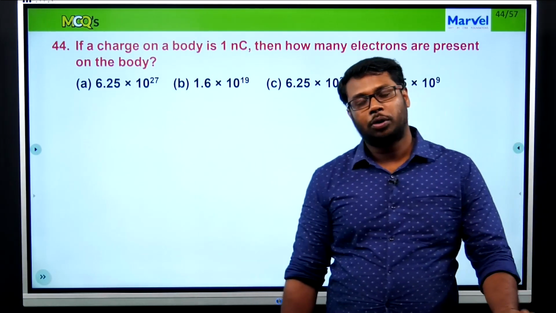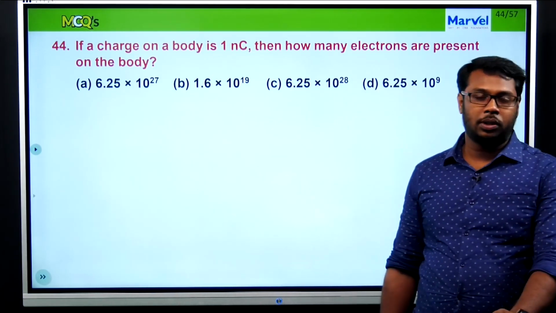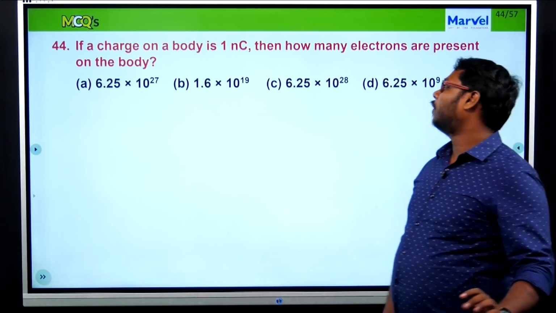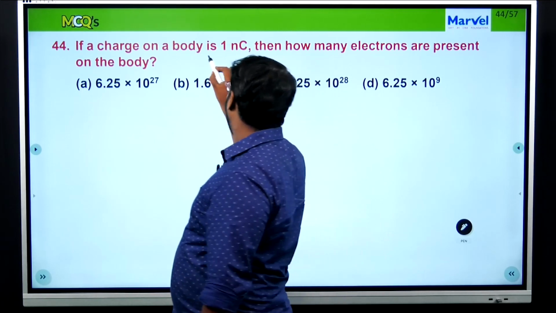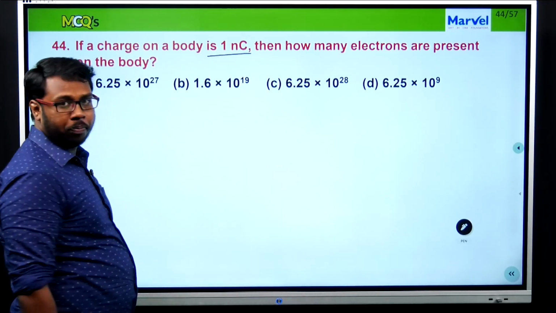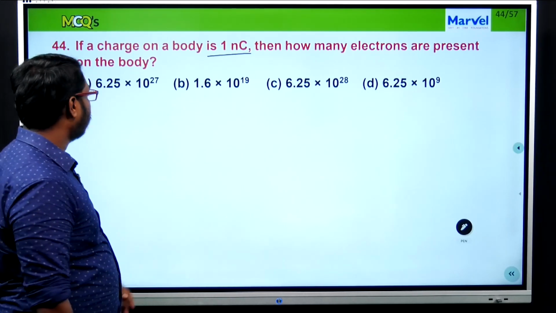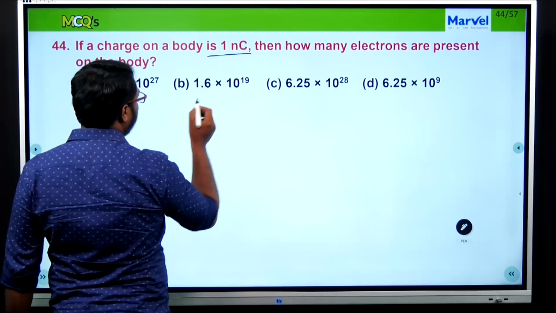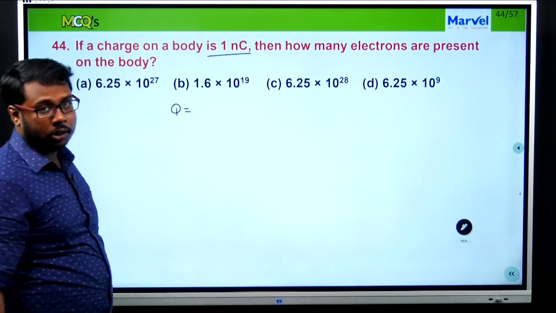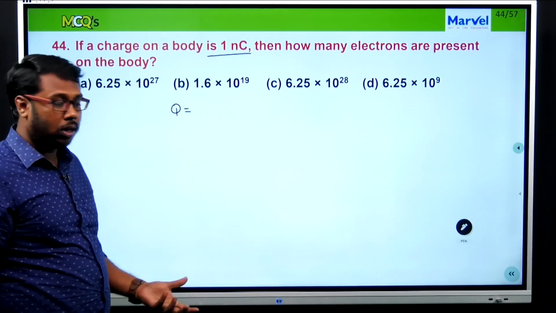Welcome back, students. Now we are going to see the last set of problems. The first problem goes: if the charge on a body is 1 nanocoulomb, then how many electrons are present on the body? You see, the quantity of charge is given and they are asking you to find the number of electrons linked with it.